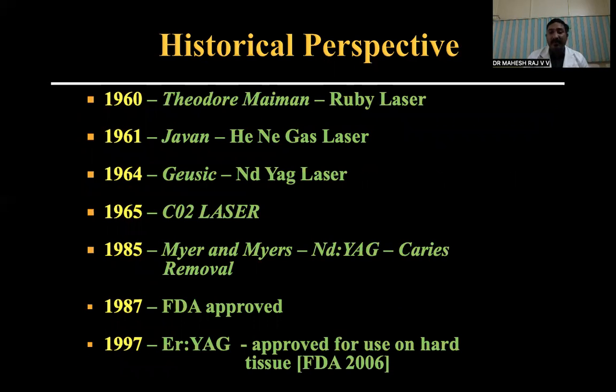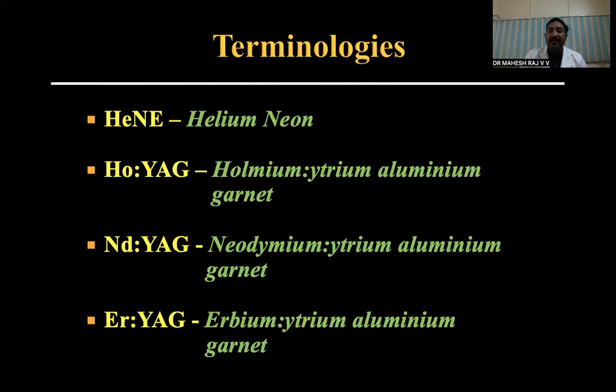Historically, in 1960, Theodore Maiman developed the ruby laser; in 1961, Javan developed the helium neon gas laser. In 1964, Patel developed the carbon dioxide laser, and in 1965, neodymium YAG lasers were developed, used for caries removal. In 1987, the FDA approved lasers. In 1997, lasers were approved for use on hard tissue surfaces. HeNe is helium and neon. HoYAG is holmium, yttrium, aluminum, garnet. NdYAG is neodymium, yttrium, aluminum, garnet. And ErYAG is erbium, yttrium, aluminum, garnet.